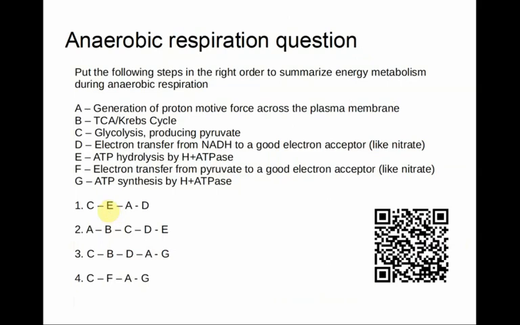Okay, so yeah, I'm going to ask you another question now, to see if anybody has understood what is happening during anaerobic respiration, because the concept is a bit difficult.